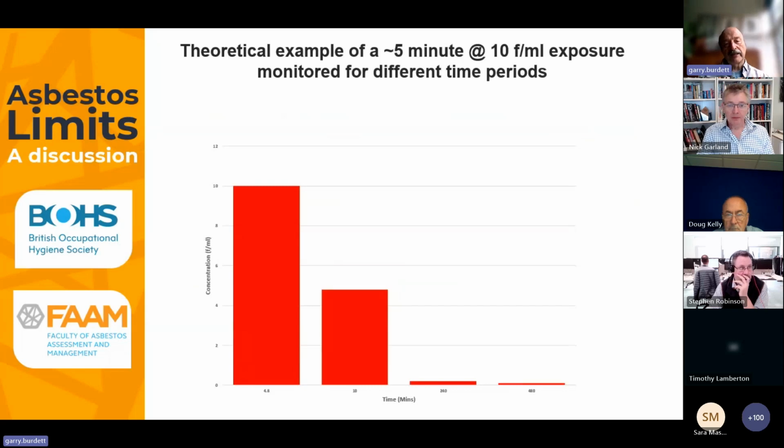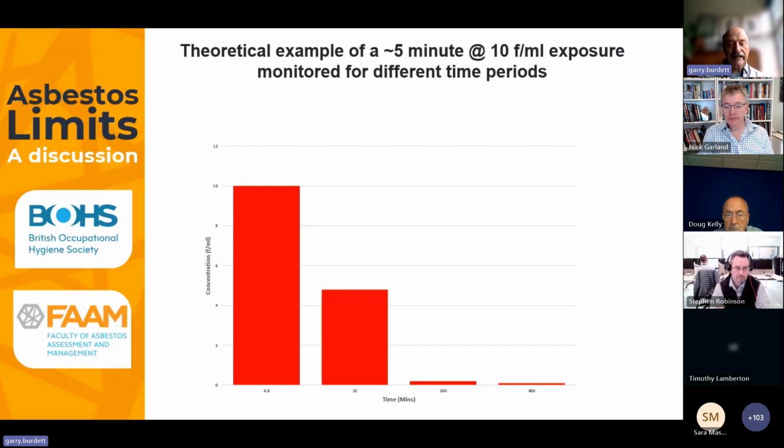I'm going to give this theoretical example just because the maths is easy. If you've got an 8-hour period, 480 minutes, and for roughly 5 minutes, 4.8 minutes, somebody's hacking away at an asbestos board and gets exposed at 10 fibres per ml. Over an 8-hour period, you divide by 480, which will reduce it by 100 times. So you'll be back at the current control limit of 0.1 and more or less compliant with your exposure.